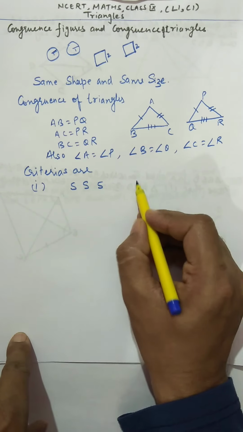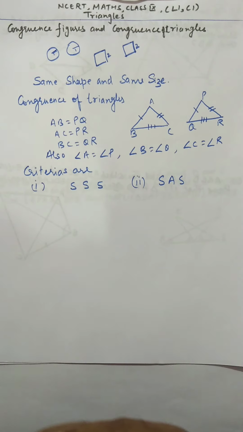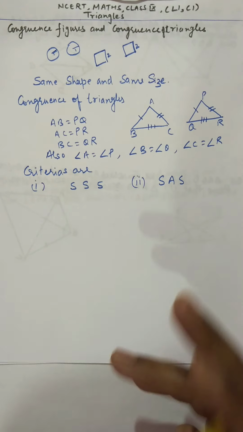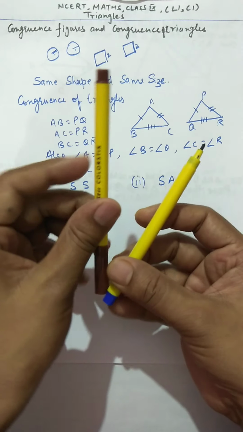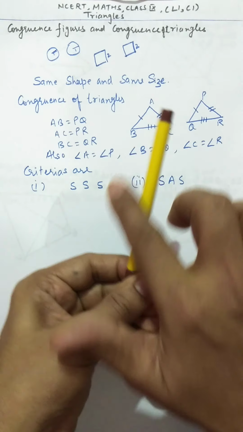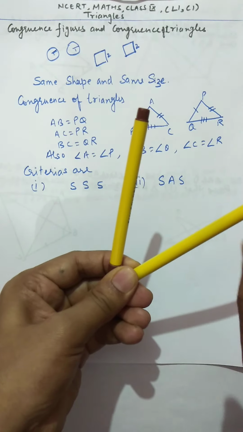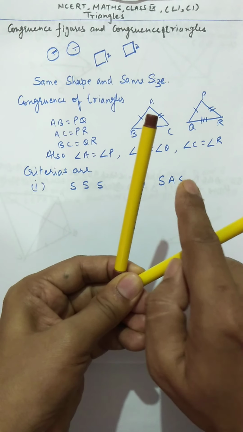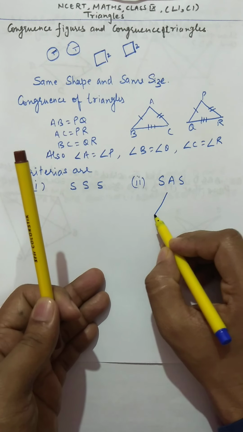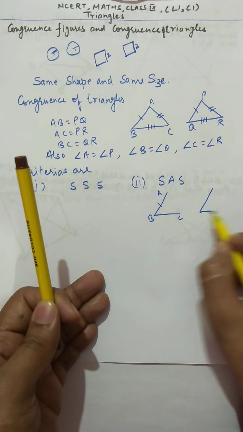The second criterion is SAS, which means two sides and the angle in between. You have to keep in mind this concept: this is one side, this is another side, and the angle in between. We cannot take any angle; we have to take the angle between the two given sides. If I draw a triangle, let's say ABC, and this is PQR.